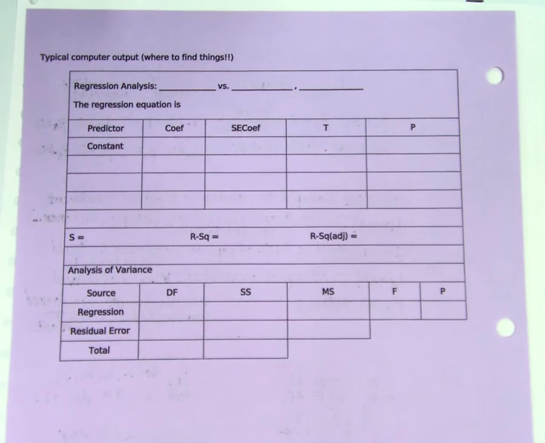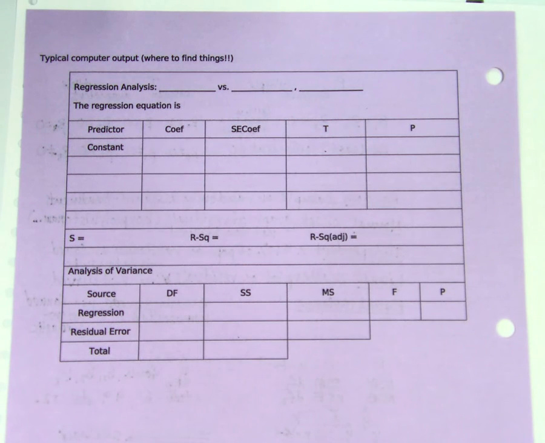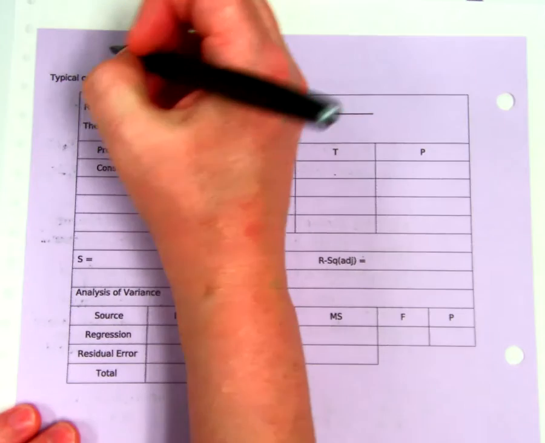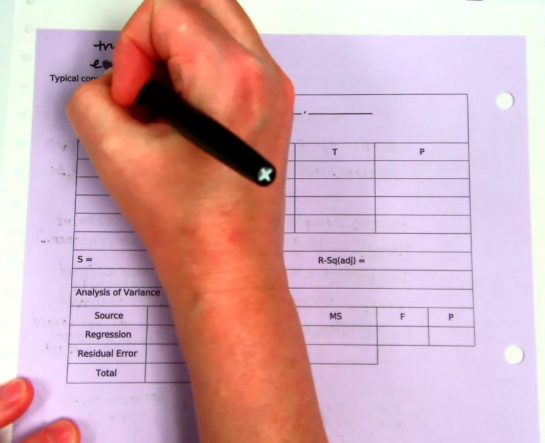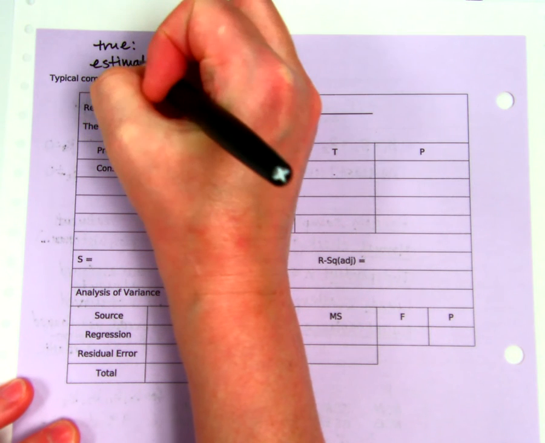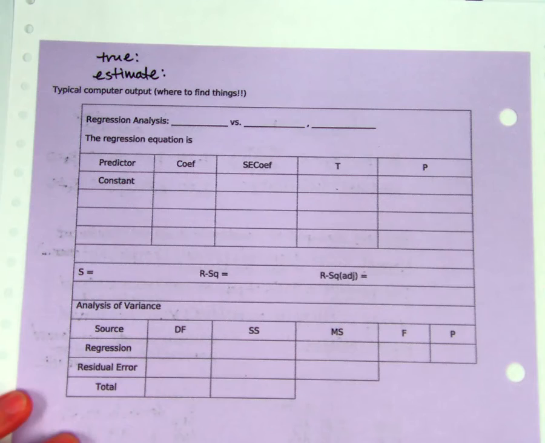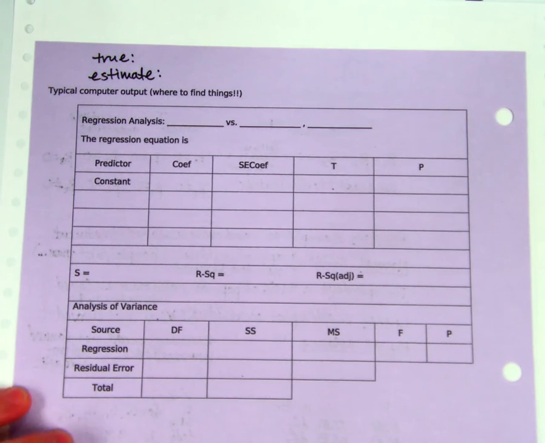On the back is the really important part. So there's a lot of stuff going on in here, and I'm going to say, let's talk about what the true formula looks like compared to the estimated formula. Now let's put those up at the top so that we can refer to them as needed.